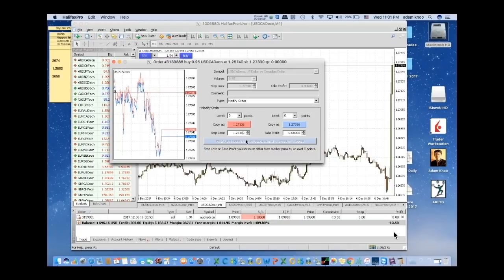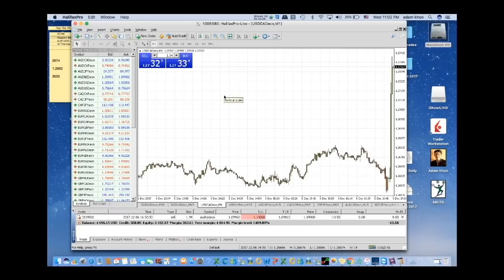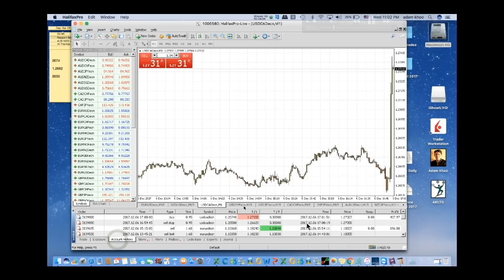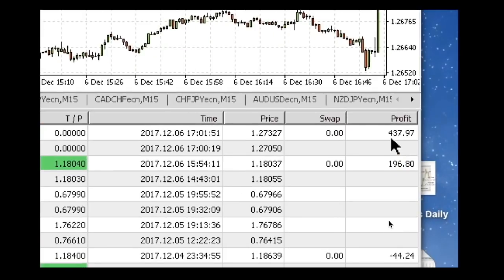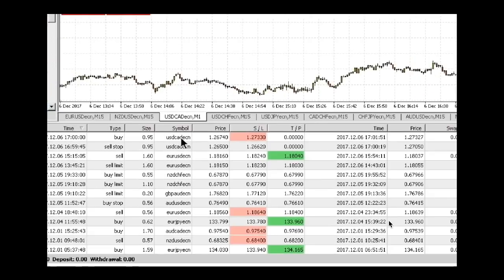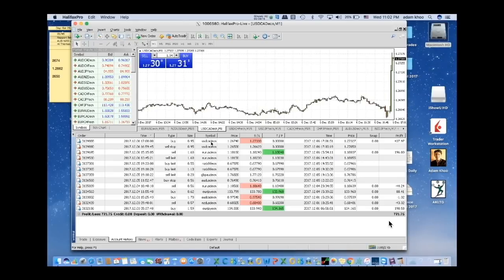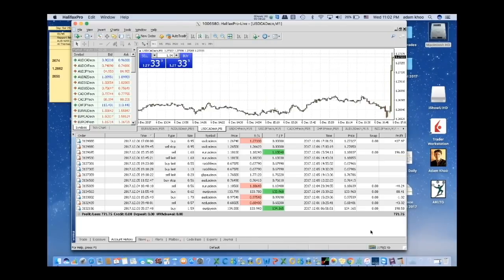And the trade is over. In less than 2 minutes, we have clocked $437 in profit from about a $4,600 account. That's a 10% return in 2 minutes. And this is just one example of how we scalp the news really fast in this strategy.